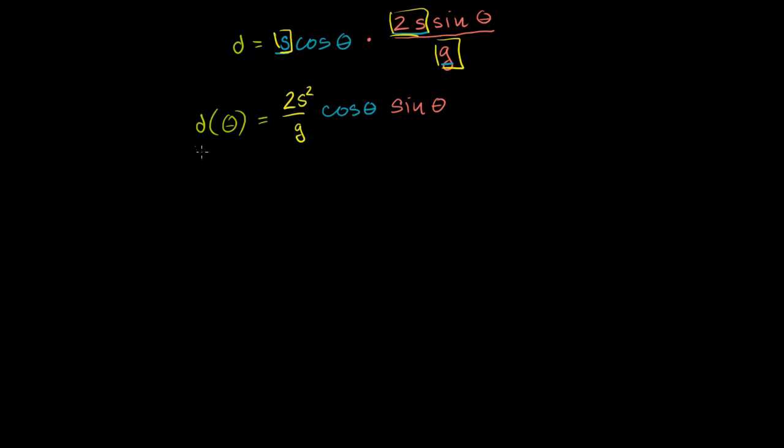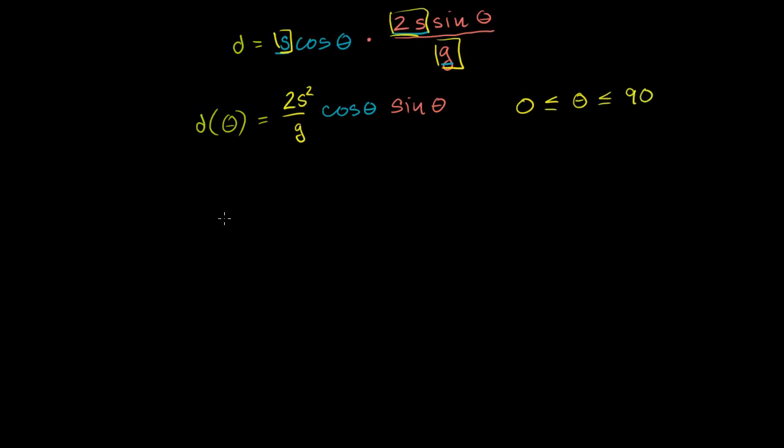Now that we have distance explicitly as a function of the angle that we're shooting the object at, we can use a little bit of calculus to figure out the optimal angle, the angle that's going to optimize our distance. And since we only care about angles from 0 degrees to really 90 degrees, let's constrain ourselves. So we're going to optimize things for angles between 0 degrees and 90 degrees. So theta is going to be greater than or equal to 0 and less than or equal to 90. So let's see how we can do it.